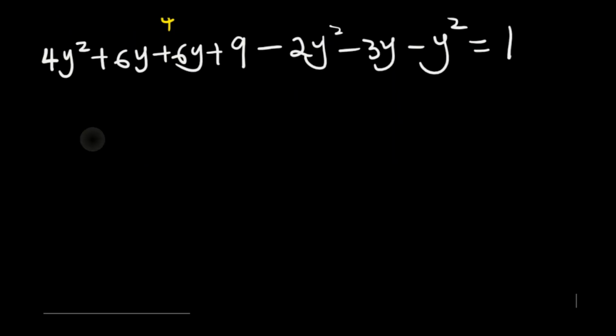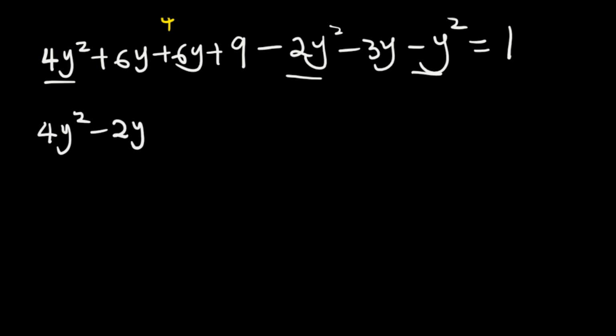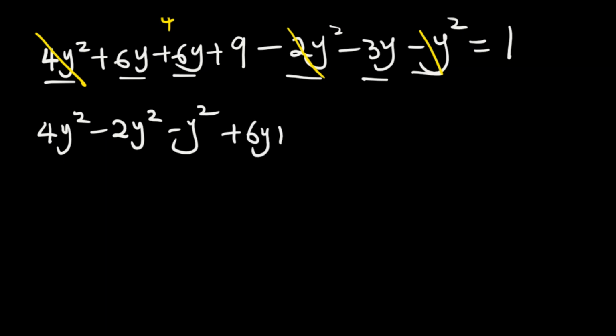And then from here, we're going to collect the like terms, right? So you collect the like terms, collect this, collect this, collect this. You have 4y squared minus 2y squared minus y squared. Once you're done collecting like terms, just remove them so that you know what's left. And then here you have 6y, and minus 3. So it's going to be plus 6y plus 6y minus 3y, right? And then you remove those like terms. Now you have your 9 and your 1 on the other side of the equation.